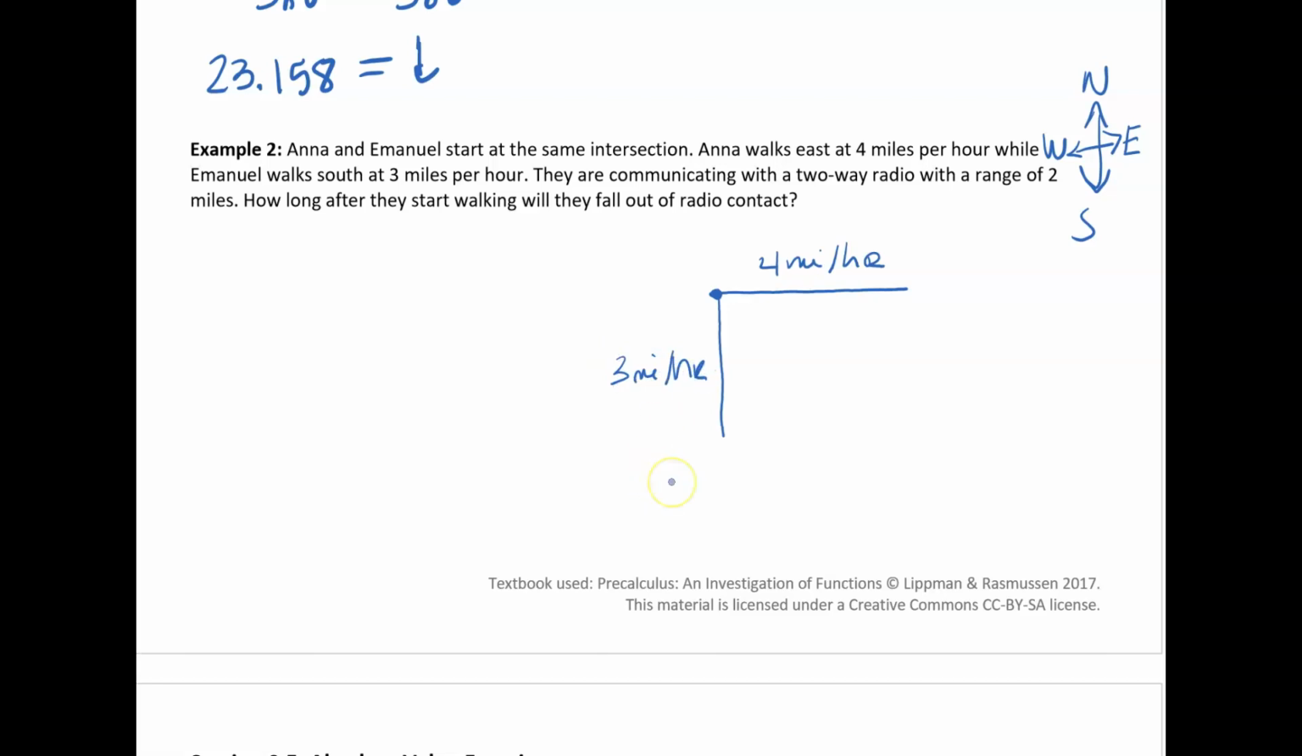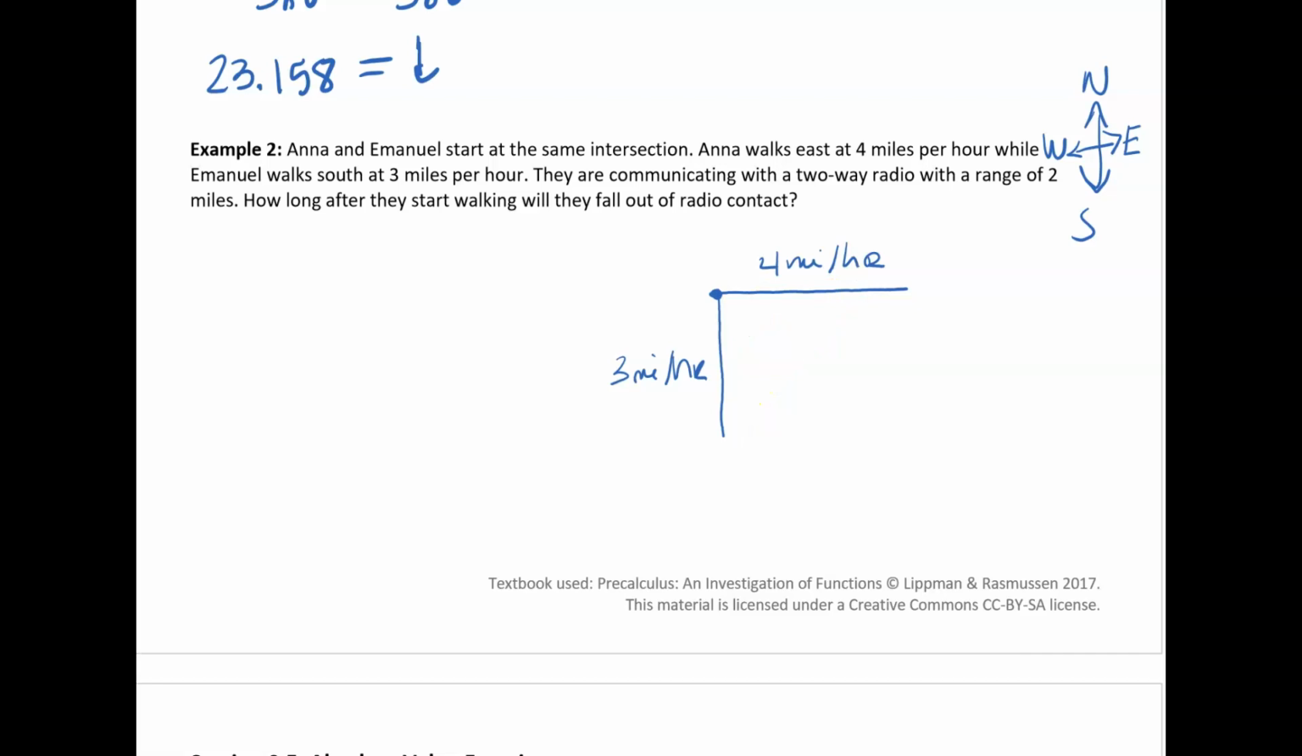They're communicating on a two-way radio with a range of 2 miles. How long after they start walking will they fall out of radio contact? If we follow Anna here, she's walking this way as she's talking to Emmanuel, who's walking this way, and we're okay with radio contact between the two right there. Now she's going to keep on walking, getting further and further, and he's going to keep on walking. The radio distance between them this time is going to be this far. You can see that this is creating a triangle.